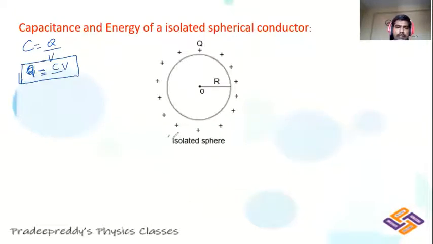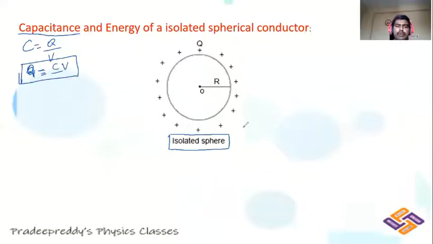This is an isolated sphere. It has a positive charge and its radius is r. As it is an isolated conductor, it is a conducting material. When you provide charge to it, it will be accommodated on its surface, and it has radius r. I want to now find out the capacitance of an isolated spherical conductor. First, I will derive the equation for electrical capacitance, and then I will derive the equation for the potential energy stored by the conductor. With these two things we will be deriving in this particular slide.